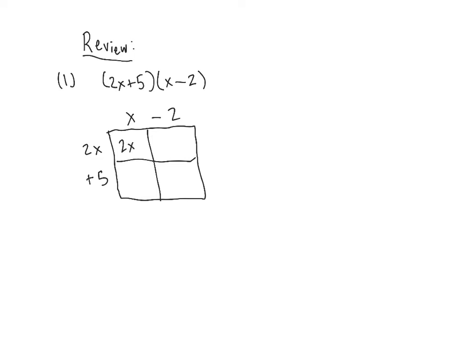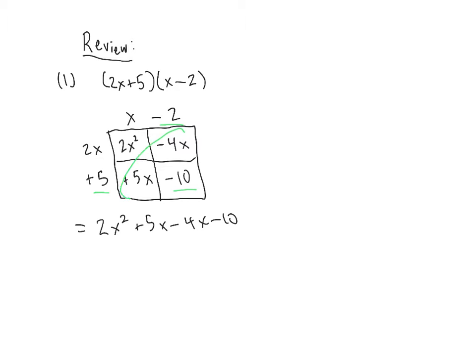So 2x squared, minus 4x, plus 5x, and minus 10. Again, for the minus 10, I'm taking the row and multiplying by the column. So 5 times a negative 2, and I get a negative 10. Then I'm going to go ahead and add up all the boxes. So 2x squared plus 5x minus 4x minus 10.